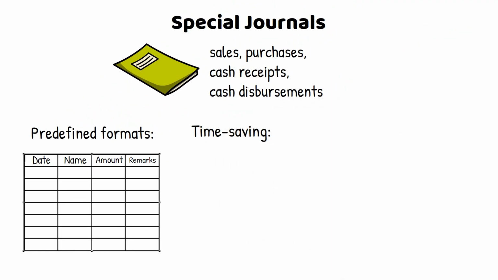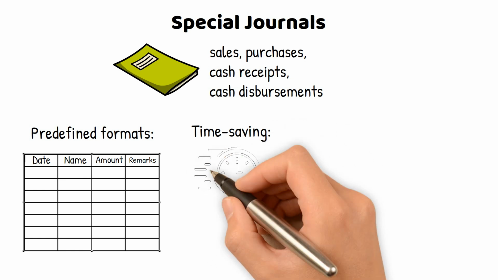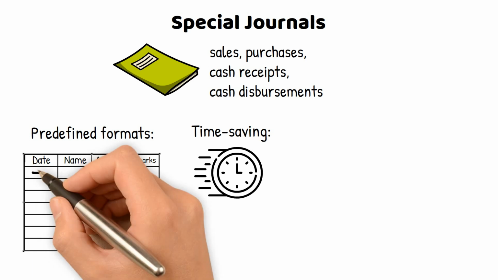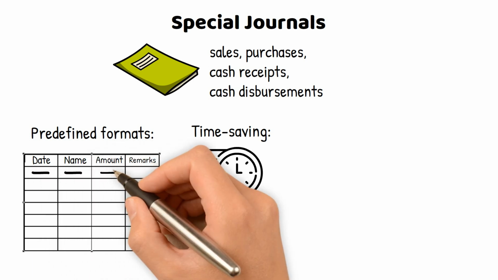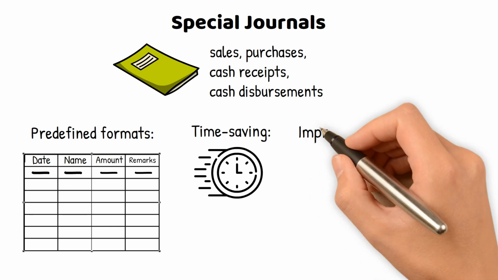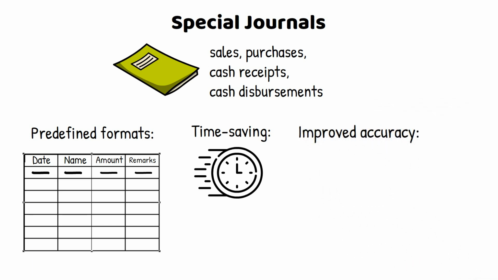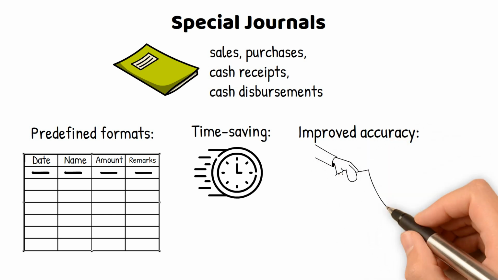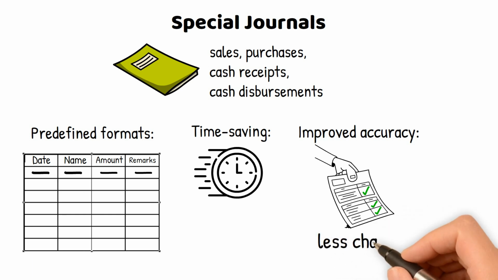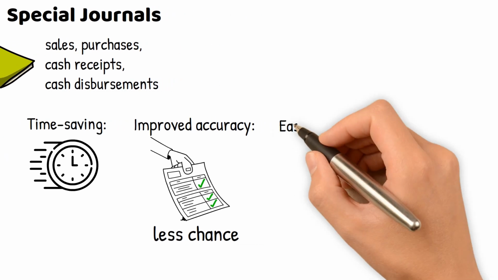Time saving. Special journals save time because they allow for quick and easy entry of transactions. The predefined format means that information can be entered into the journal quickly and accurately without spending time creating a new format each time a transaction is recorded. Improved accuracy. Using special journals improves the accuracy of accounting records because it reduces the likelihood of errors. Since each transaction is recorded in a specific journal, there is less chance of recording it in the wrong place or omitting important details.